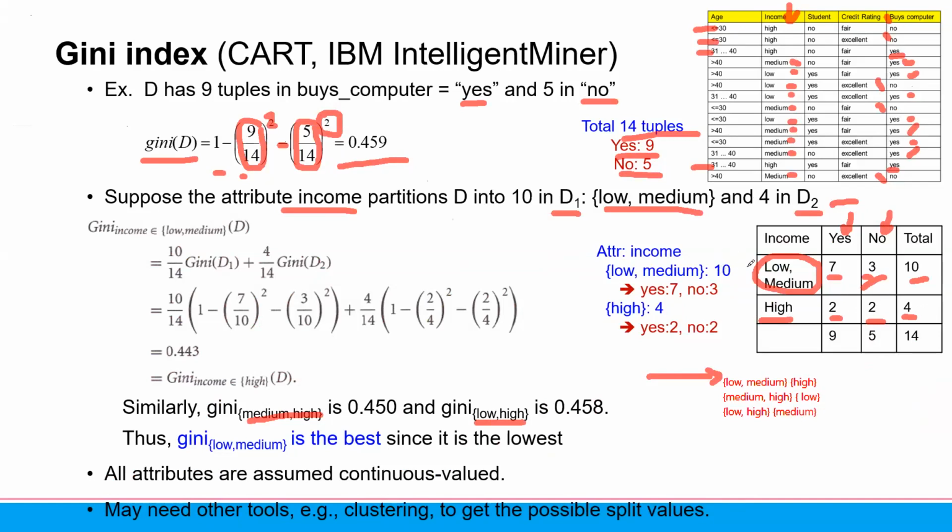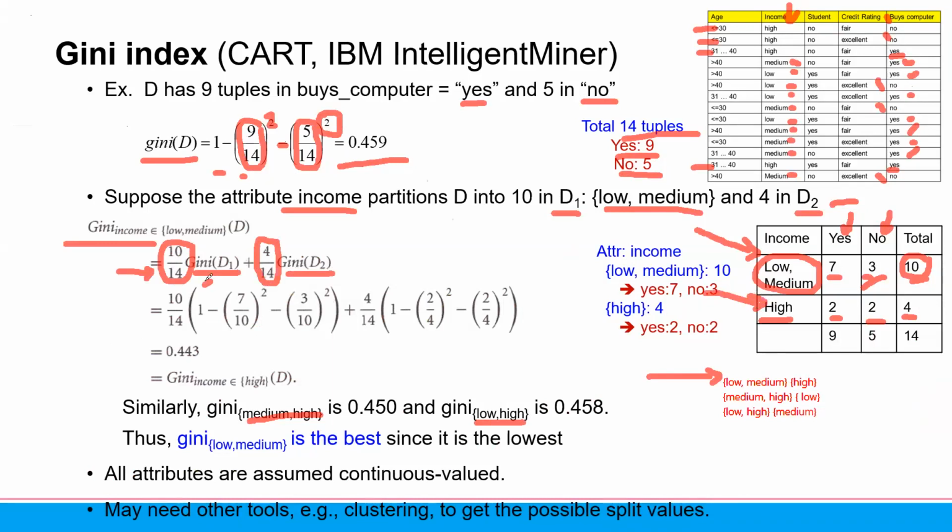After we have this one, we will make the Gini values by plotting the probability of low medium, which is 10, divided by the total data, which is 14, multiplied by the Gini D1. The Gini D1 means the low and medium. And we will plus with the 4 divided by 14, which is the high, multiplied by the Gini D2.